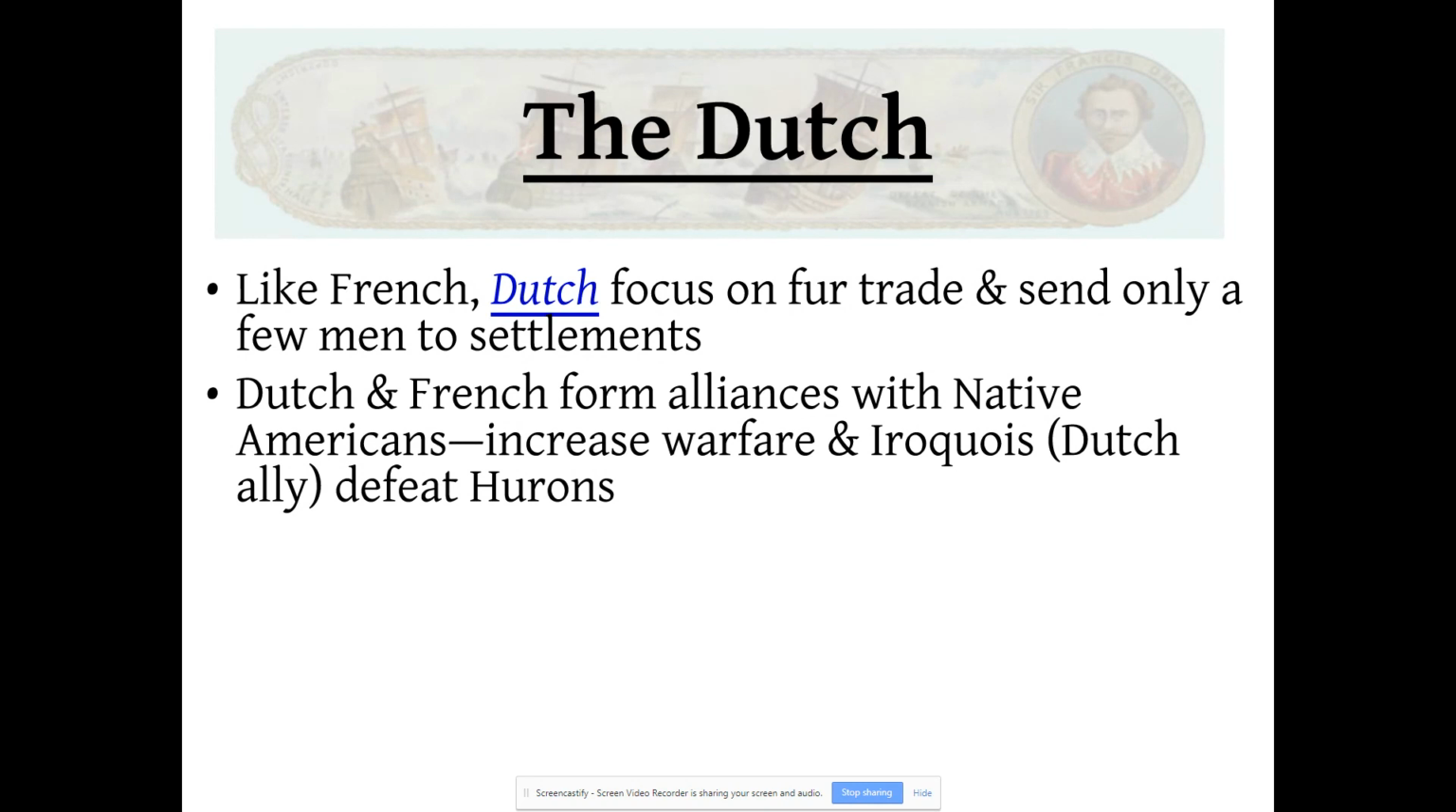The Dutch in many ways were similar to the French in that they didn't have large permanent settlements with a lot of women and children. They mostly focused on trading, and largely they got along with native peoples.